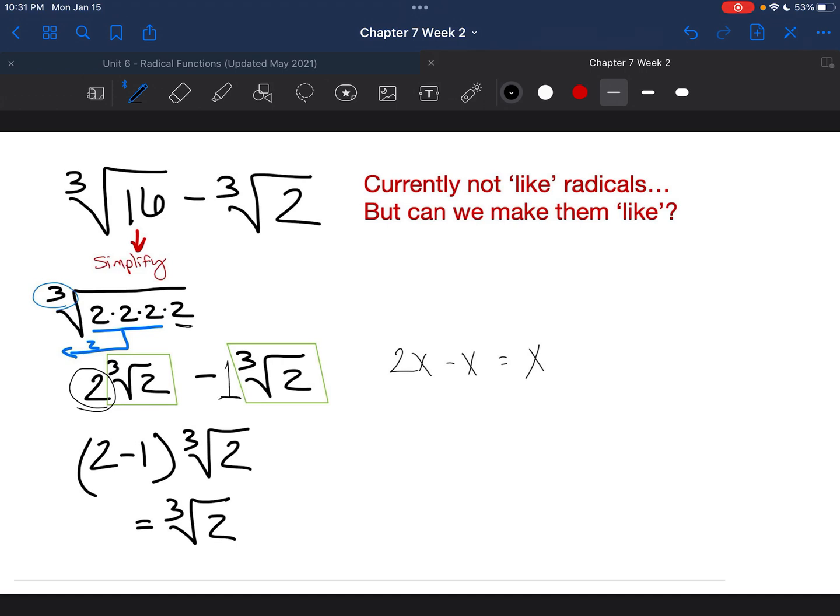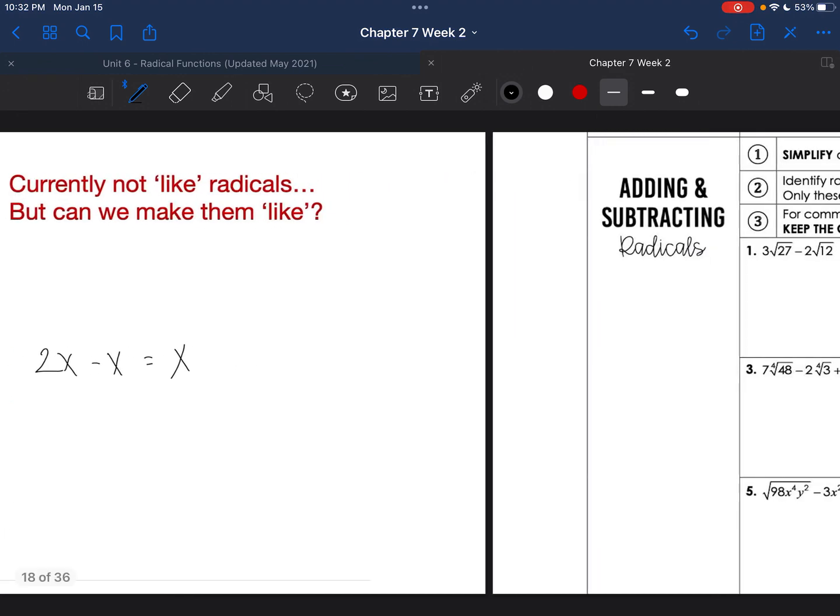This has an unwritten 1 as its coefficient. So I've got 2 minus 1 gives me 1, which again, I don't have to write, but it would go right there if I was writing it. And then we leave our term as a cube root of 2 there.